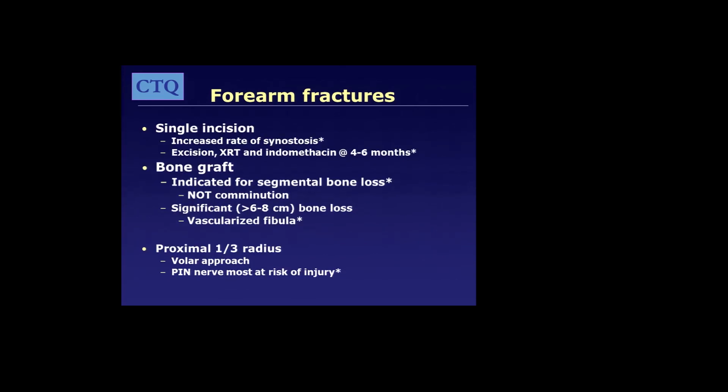Single incisions for both bone forearm fractures increase the risk of synostosis, which can be treated with excision and X-ray therapy and NSAIDs. Bone graft, remember, is indicated for segmental bone loss in forearm fractures, not for the degree of comminution. Significant bone loss greater than 6 to 8 centimeters necessitates the use of a vascularized fibula. For those proximal third radius fractures, the posterior interosseous nerve is most at risk of injury.